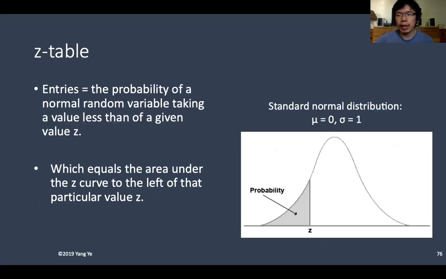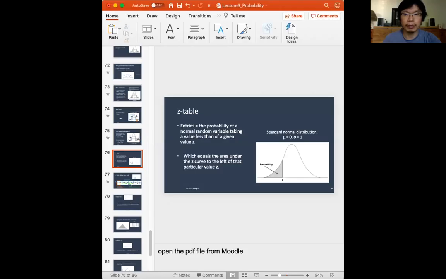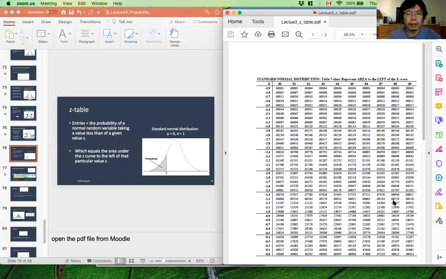So what we'd like to show you is the Z table. I've shared the Z table with you in the handout, which I will bring to the screen now. Now on the right-hand side of the screen, you can see the Z table that I shared earlier.